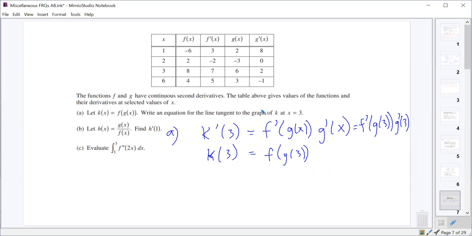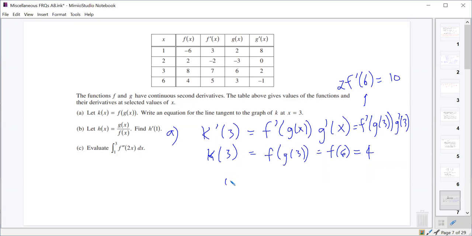F of g of 3 means plug in 3 into g of x. So g of 3 is, according to the chart, 6. And so then this becomes f of 6, and f of 6 is 4. And then up here, g of 3 was 6, so this becomes f prime of 6. And then g prime of 3, which is 2. So 2 times f prime of 6. F prime of 6 is 5. So that should be 10. Everybody okay with that?